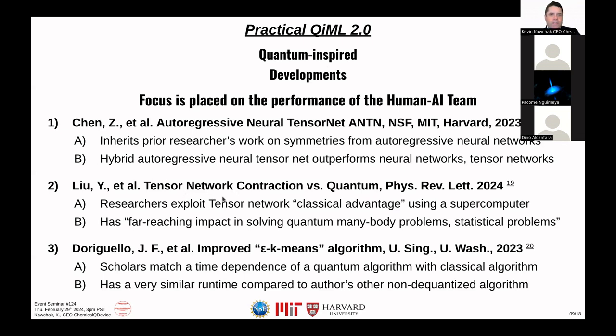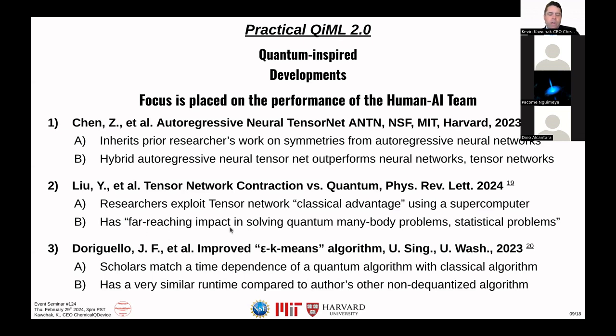Now, the second one is putting everything on classical advantage, which is the term they use, using a supercomputer. They say it has far-reaching impact in solving quantum many-body problems and statistical problems. So tensor networks themselves, because of all this quantum research done for future quantum computers, have benefited, because now there are all of these potential applications lined up that we can start using on tensor networks.